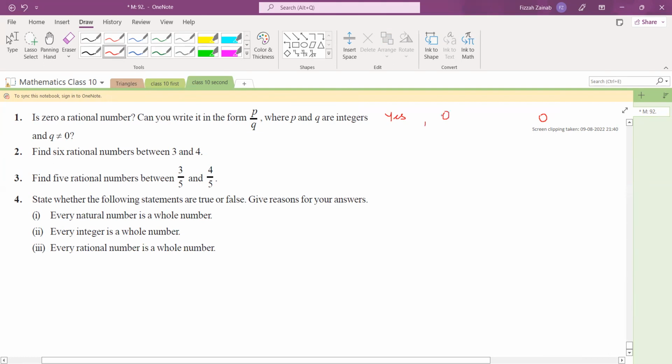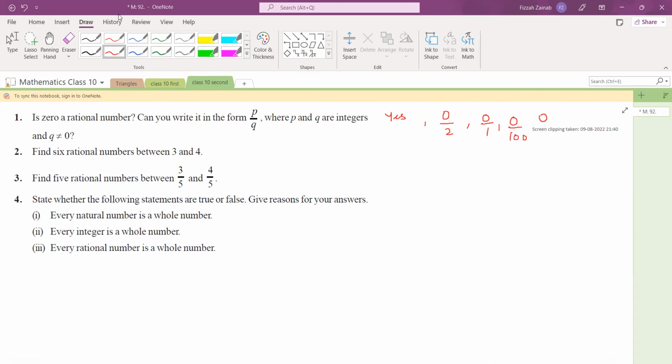I can divide 0 by any number. I can divide by, let's say, 2. It will remain 0, no problem. I can write 0 by 1, I can write 0 by 100. Ultimately, the answer will be 0. So 0 can be written in the form of p by q, right? Okay, Zainab, this time is it visible?